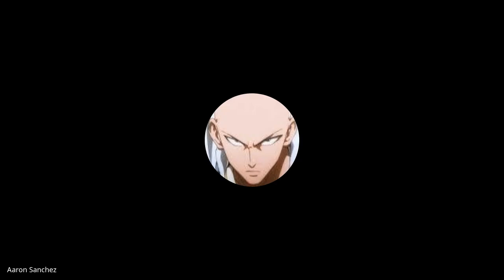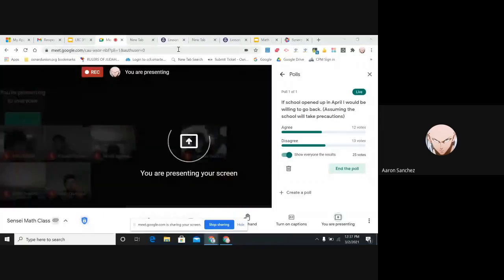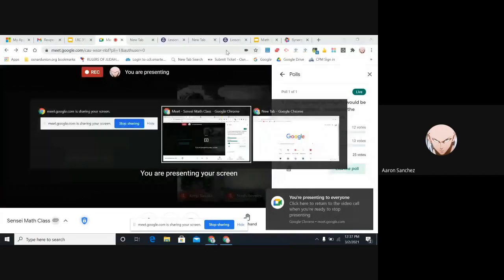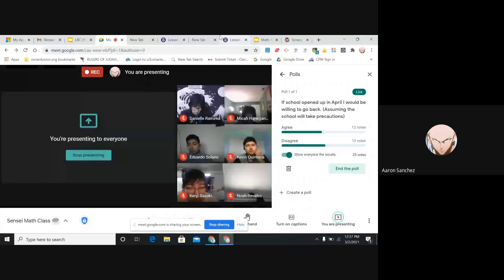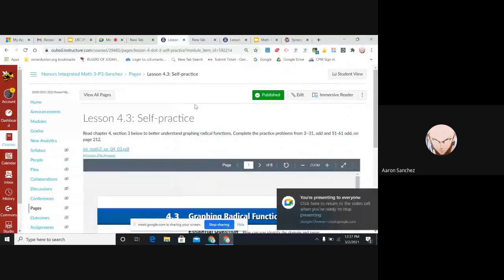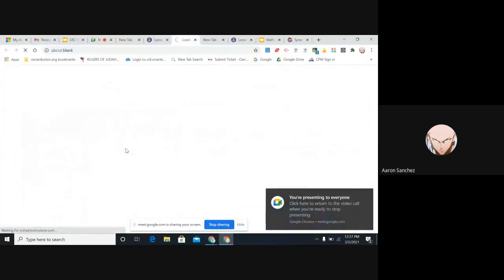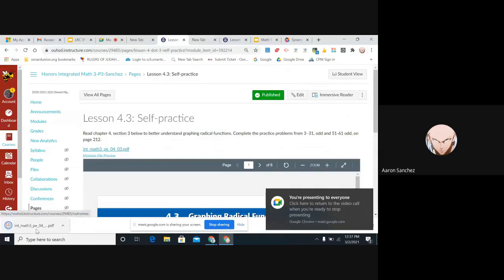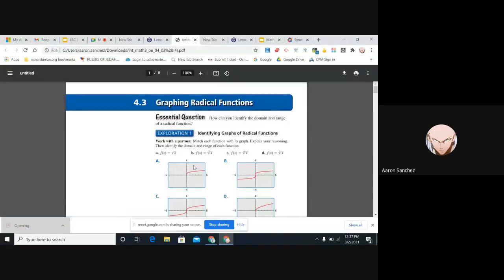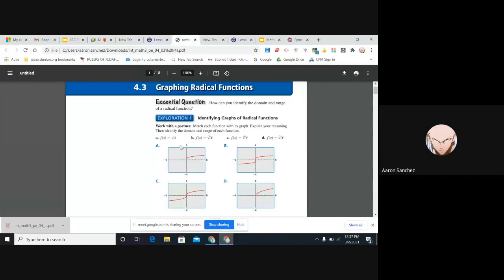Okay, so what is a radical function? That's what we're going to be talking about today. So let's look here. A radical function, I think I'm presenting. So radical functions are these: square root of x, cubed root of x, sorry, the fourth root of x, and the fifth root of x.